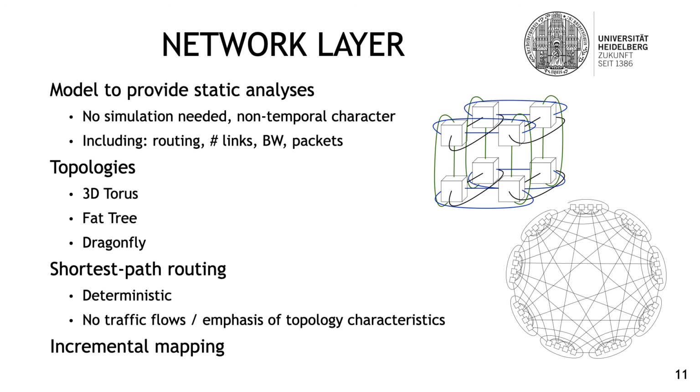To perform static network analysis on these applications, we use a simple model that includes basic network metrics such as routing, number of links, bandwidth, or packets. For our studies, we have modeled 3 different topologies: the 3D torus, the fat tree, and the dragonfly, as the most used topologies in supercomputers on the Top500 list. And as routing, we have selected shortest path routing for every topology.